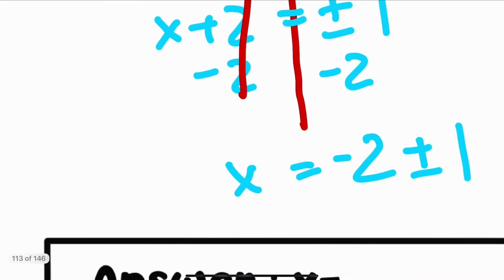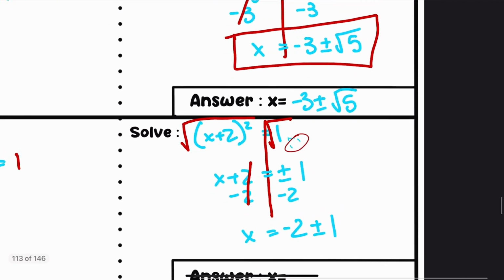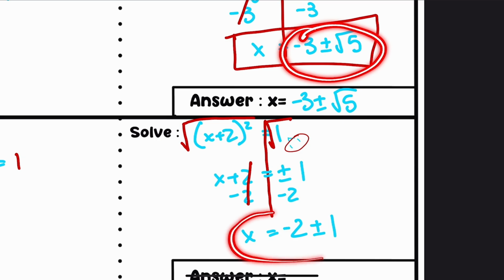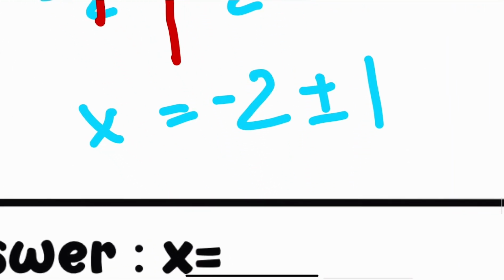Now, here is the difference between the last problem and this one. I'm looking at what my answer was before and what my answer is right now. I see that this one has a radical sign in it and this one does not. So, since this was a radical, I was not able to add or subtract anything from it. But for this one, I am able to do that because I do not have a radical here. I just have the number 1.